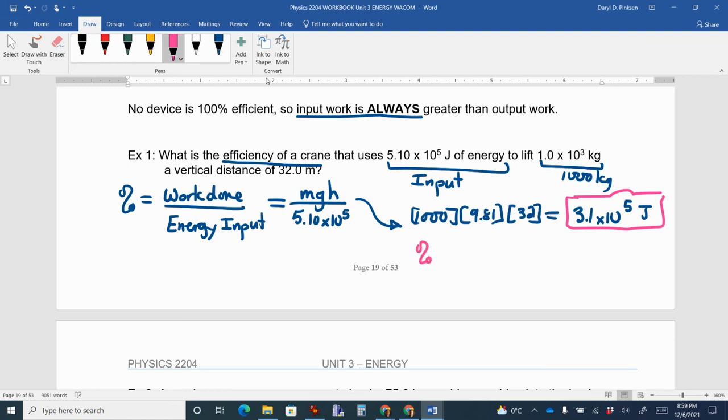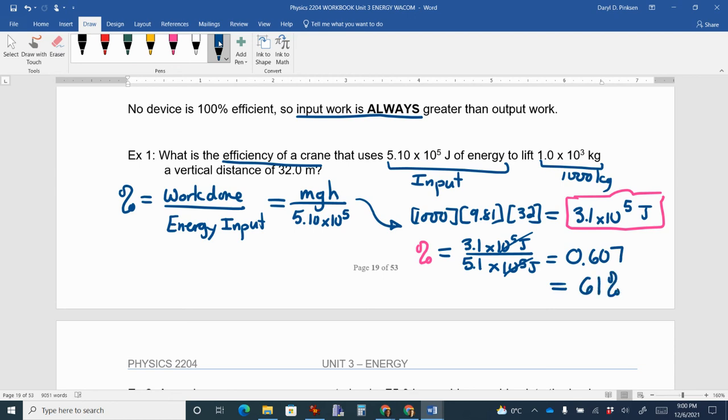So your efficiency is going to equal 3.1 times 10 to the 5 joules. That is our work done. And we're going to divide it by the input energy, 5.1 times 10 to the 5 joules. And the 10 to the 5s here just cancel each other out. You don't need to put them into the calculator. So 3.1 divided by 5.1 is 0.607, which is 61%. So that crane was 61% efficient. So that's how these questions are done.